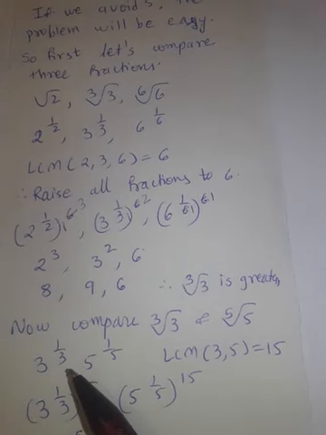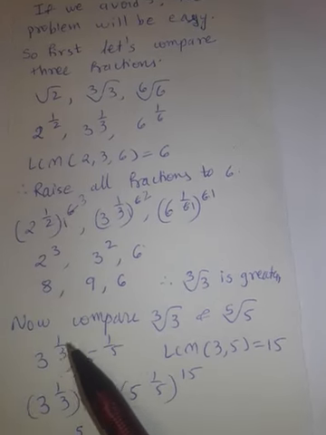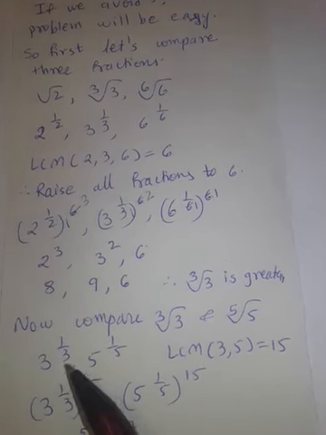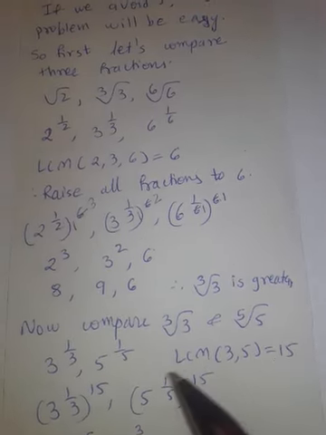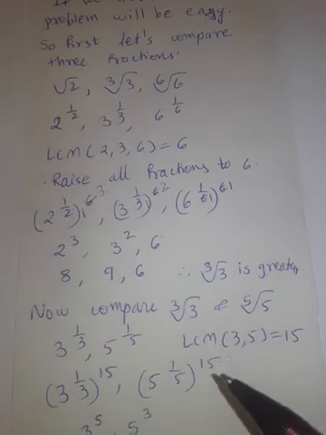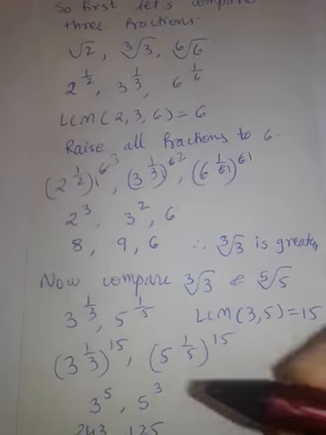So I'm going to again write them in the form of powers. 3 raised to 1 by 3, 5 raised to 1 by 5. The LCM of denominators 3 and 5 is 15. So I'm going to raise them to the power of 15, a common power. So what do I get here?